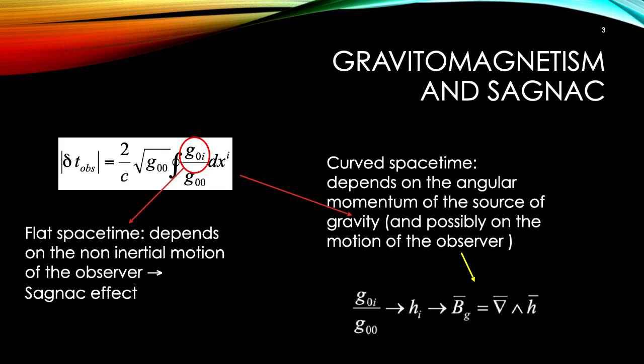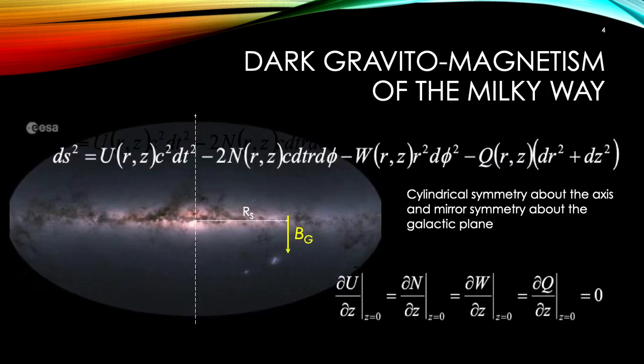In the second case, you have a gravito-magnetic effect, because in weak field approximation, the terms, which are time-space terms in the metric, may be read as the space components of a 3-vector, which in turn may be considered as being the vector potential of a gravito-magnetic potential, analog of the magnetic field, which is the curl of the vector potential. Now, in the next slide, we see the situation of our Milky Way.